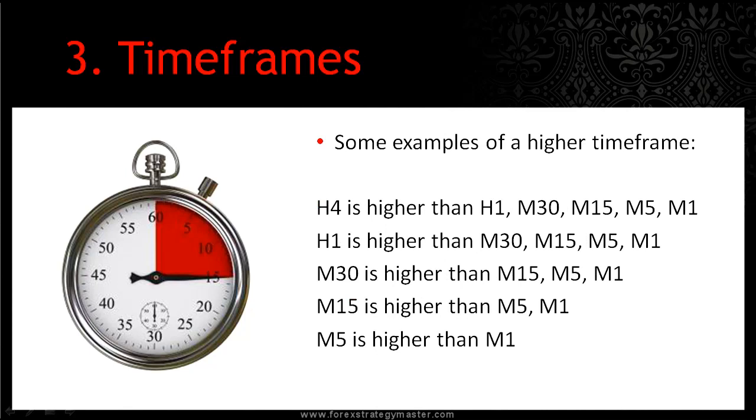Some examples of a higher time frame: a 4 hour is higher than a 1 hour or a 30-minute or a 15-minute. A 1 hour is higher than a 30-minute or a 15-minute. The 30-minute is higher than a 15, 5, or 1 minute. The 15-minute is higher than a 5 or 1 minute. And finally, the 5-minute is higher than a 1 minute time frame.